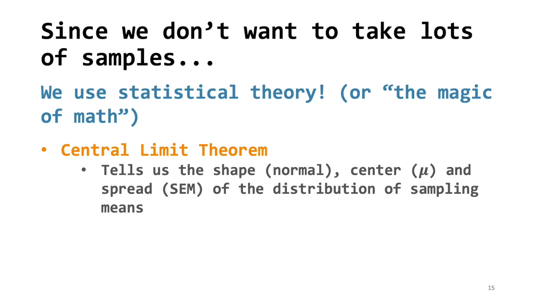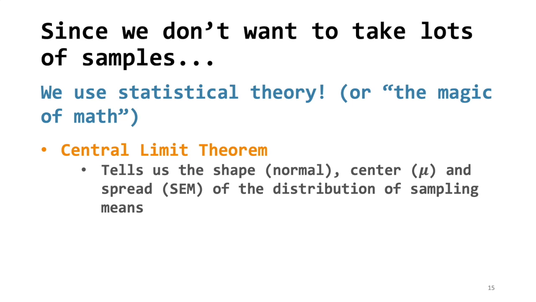We're going to rely on two ideas. The first is the central limit theorem. This one's really intriguing for mathematicians. It tells us the shape, the center, and the spread of the distribution of sample means. I'm going to talk about what these mean in a second. It tells us everything about the distribution that we could have gotten if we actually did all the samples. But instead, we can just take one sample, and the central limit theorem will tell us everything we need to know. It tells us that the shape of the sample means distribution is normal, the center is the population mean, and the spread is the SEM.